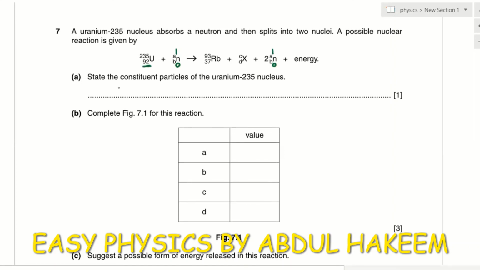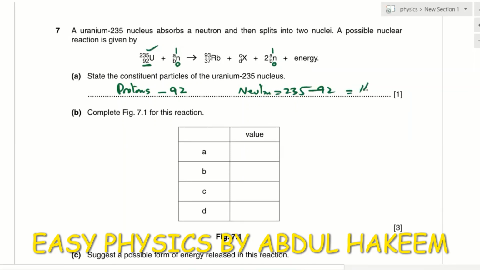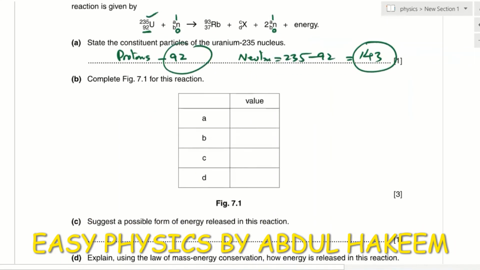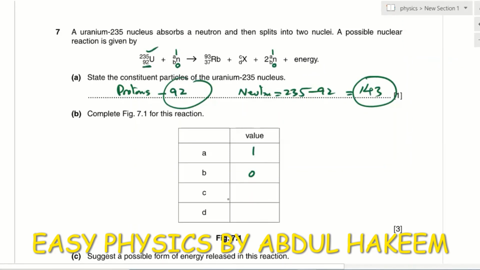Look, the protons in the uranium are 92 and neutrons are 235 minus 92. So the answer will be 143. So 143 neutrons and 92 protons. Next, complete the table. So look, this B is 0 and this A is 1. Now we have to calculate C and D.